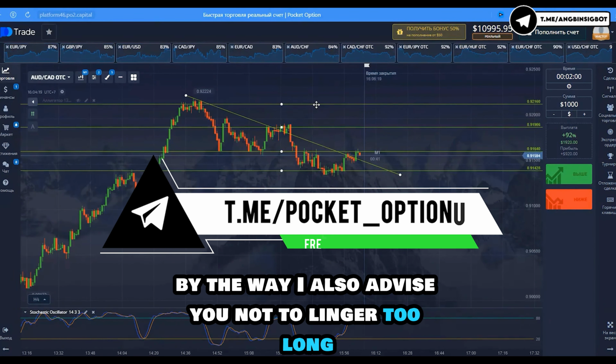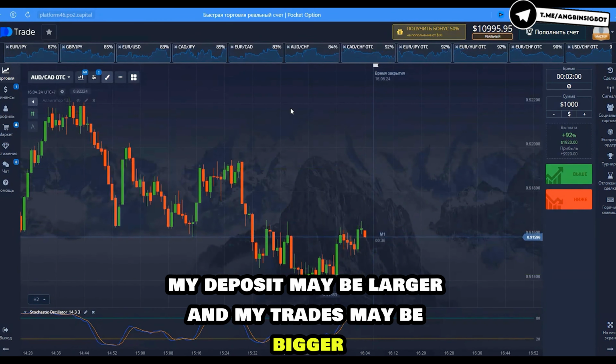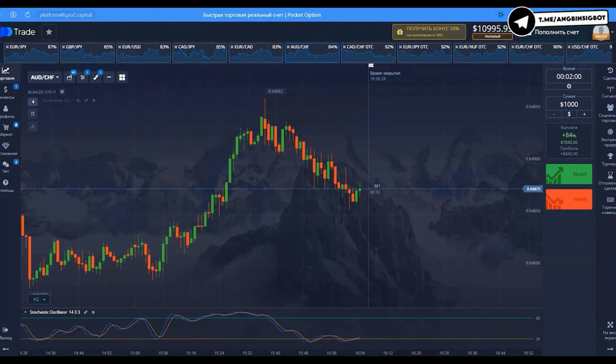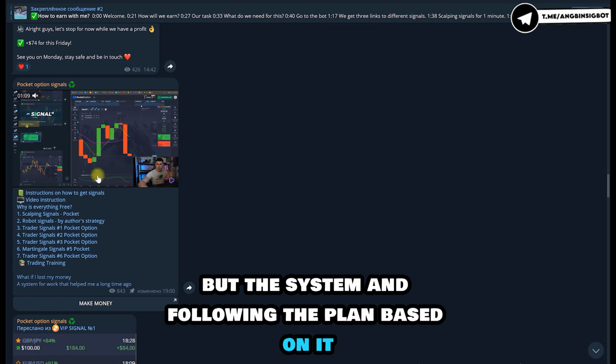By the way, I also advise you not to linger too long. Yes, my deposit may be larger, and my trades may be bigger, but even I once had plans to make 1,000 or 2,000 a day. So the most important thing is not the balance, but the system and following the plan based on it.